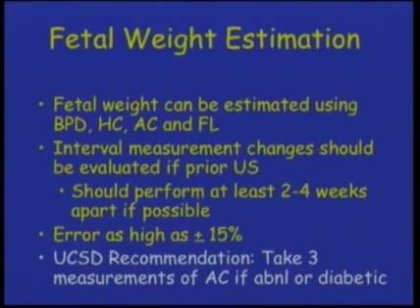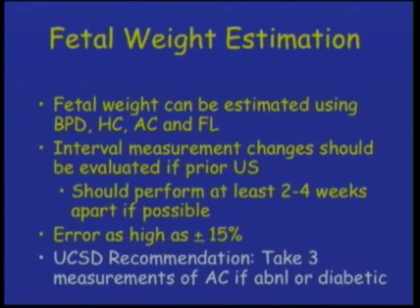How do we estimate the fetal weight? We use those parameters, the biparietal diameter, the head circumference, the abdominal circumference, and the femur length. We look at interval measurement changes, and these can be performed every 2 to 4 weeks depending upon what time in gestation it is. We usually do them further apart when we're in the second trimester and closer together in the third trimester. The error may be as high as 15% in estimating the fetal weight.